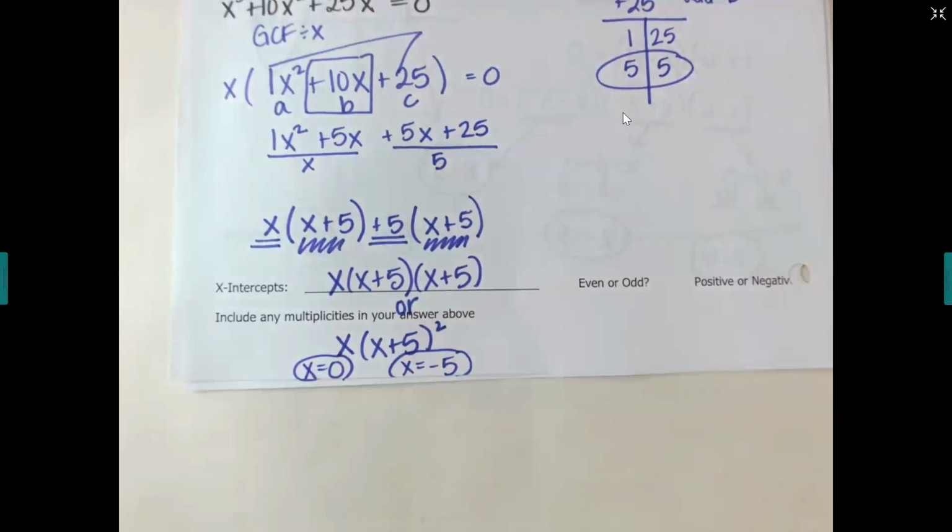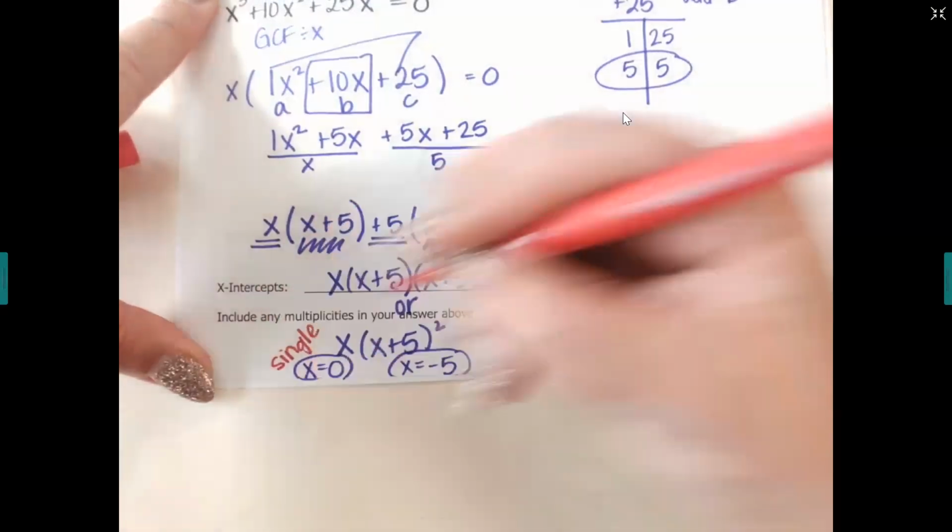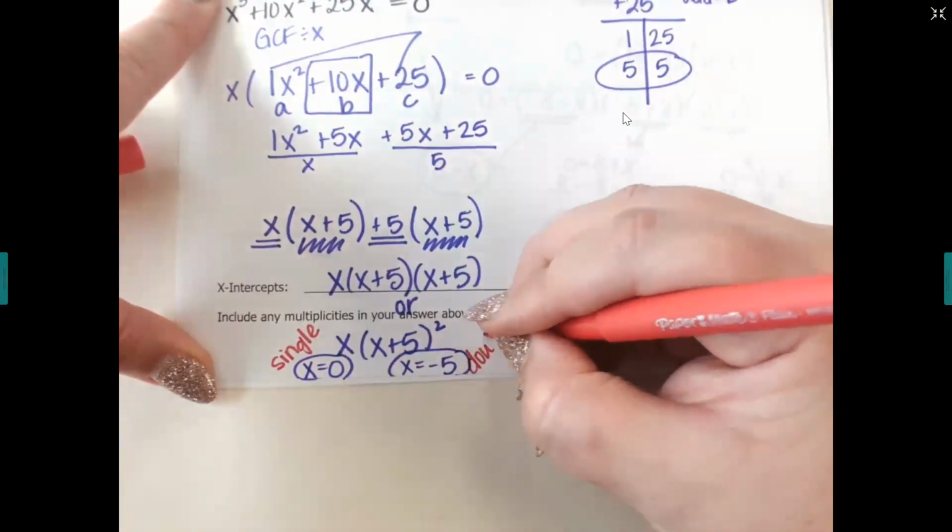Okay, but here's the difference. If your x is only out there once, that's a single root. You already know how to do that. But if your factor shows up twice, we're going to call that a double root. So I want you to label your 0 as a single and your 5 as a double.